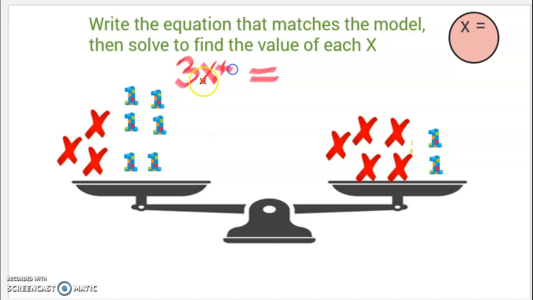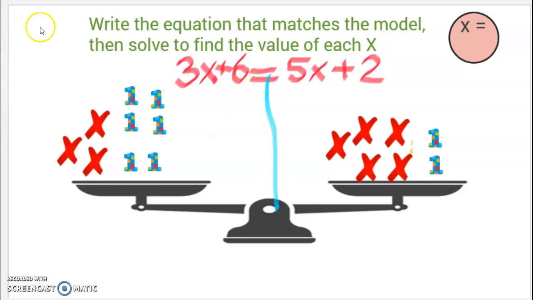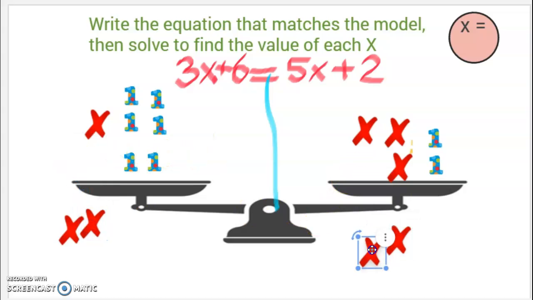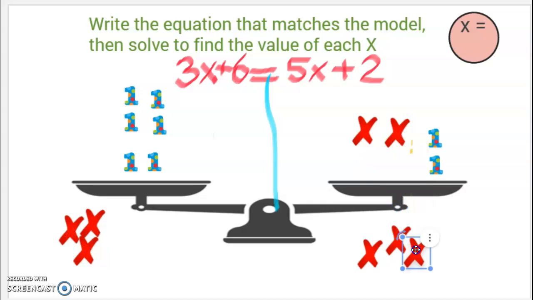Plus, I counted my single ones. Together they made 6. Is equal to the right side, so I count how many X's I have. I've got 5 on this side. Plus single ones, I have 2. So now that my equation is set up, I can start solving for X by removing the same thing from each side. So I'm going to take an X on this side, an X on this side, X here, X here, X here, and X here.